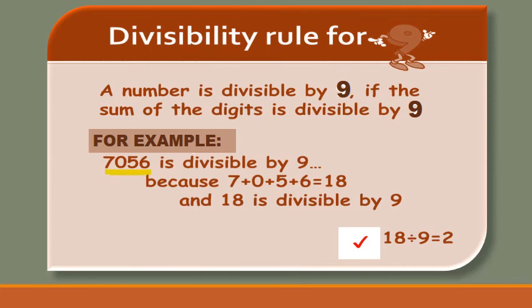Let's take the number 7056 as an example. Now check. First add all 4 digits: 7 plus 0 plus 5 plus 6. We will get 18. It shows that 18 is exactly divisible by 9. So 7056 is also divisible by 9.